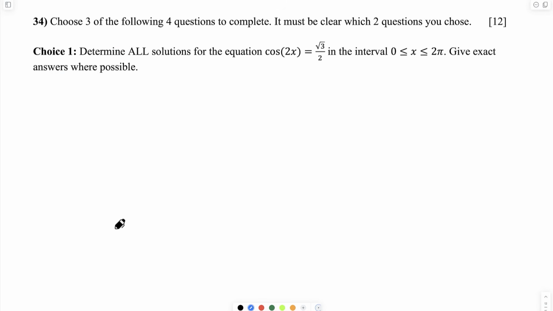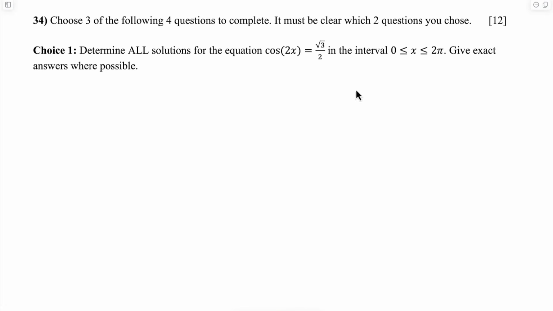Alright, lastly, we have 4 application questions, and you're required to choose 3. I'll quickly show you the answer to all 4. Choice 1 says to find all the solutions for the equation cos of 2x equals root 3 over 2, and I only want to find the solutions on the interval between 0 and 2 pi. Give exact answers where possible.